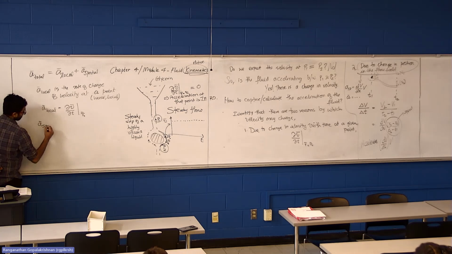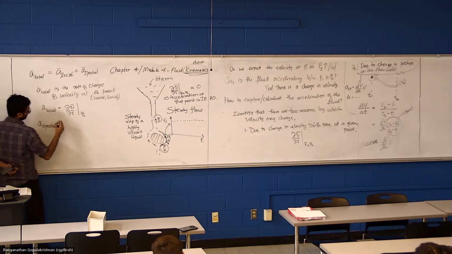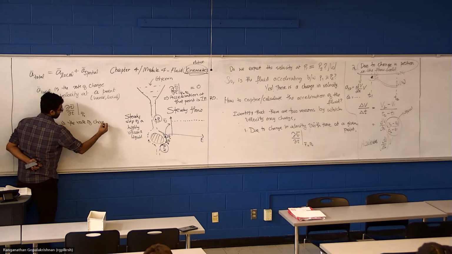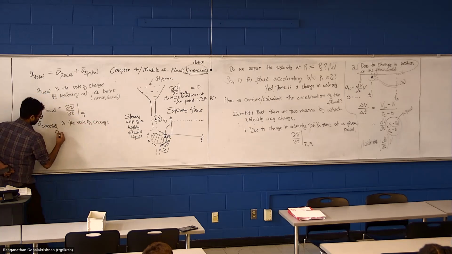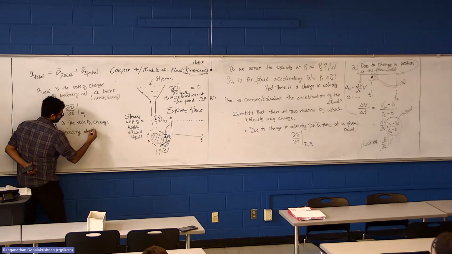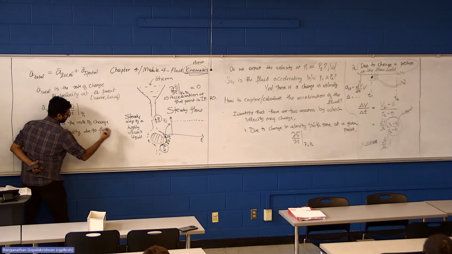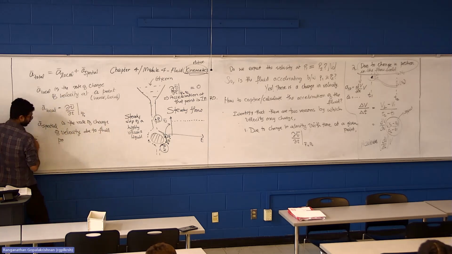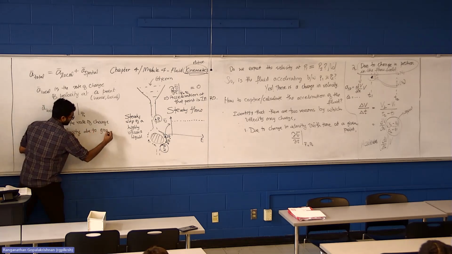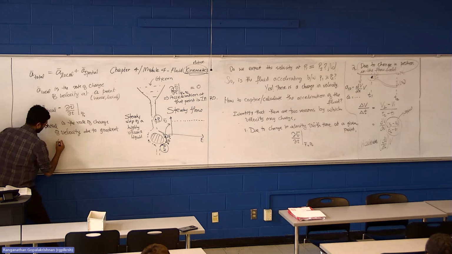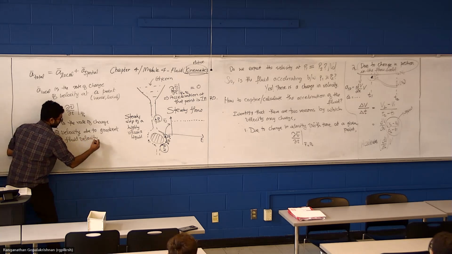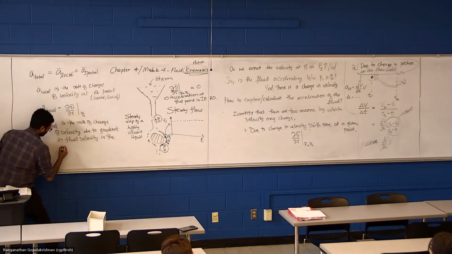A spatial is the rate of change of velocity due to fluid motion, due to gradient in fluid velocity in the flow field.